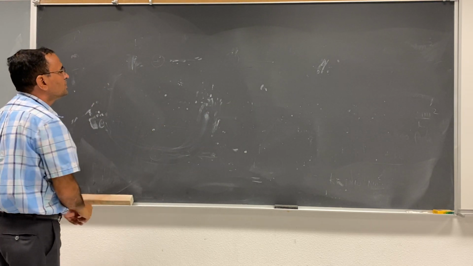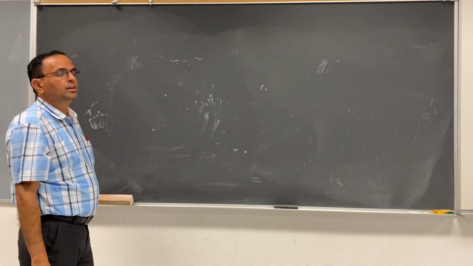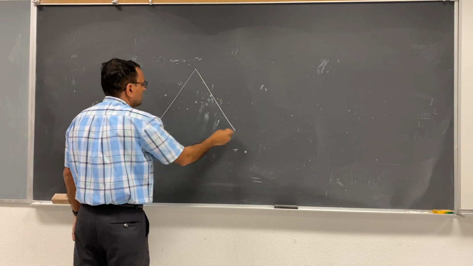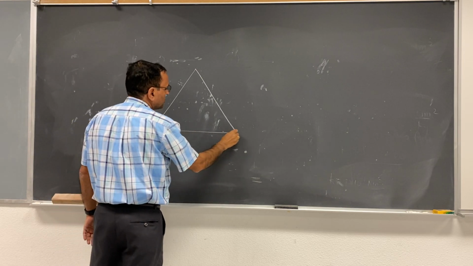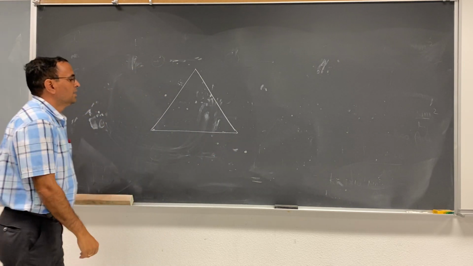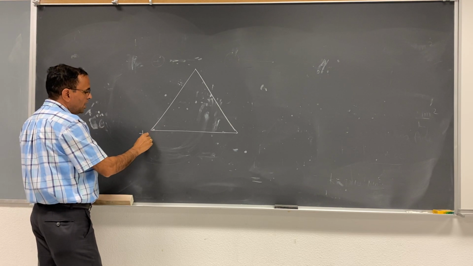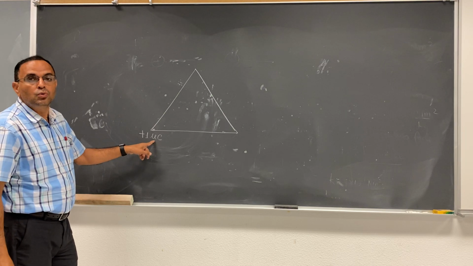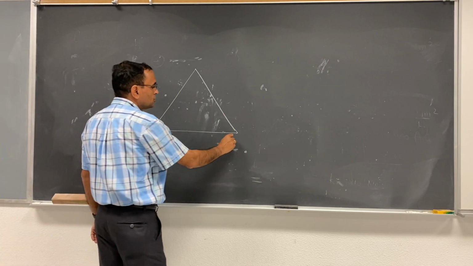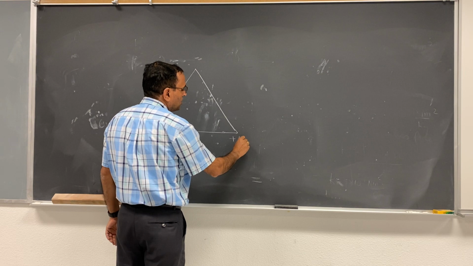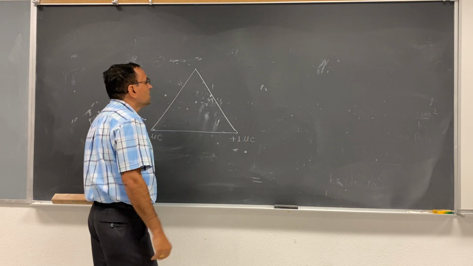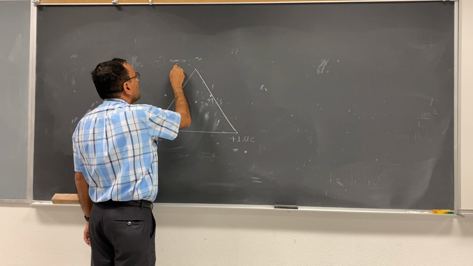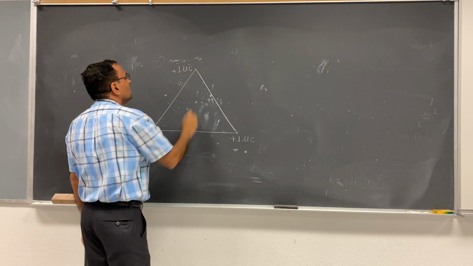Let us suppose you have an equilateral triangle like this. This is an equilateral triangle. And you keep a 1 microcoulomb charge here. 1 mu means microcoulomb. Okay. And here also you have a 1 microcoulomb charge. And here also, this is also positive 1 microcoulomb.